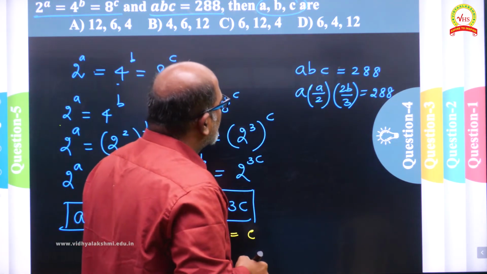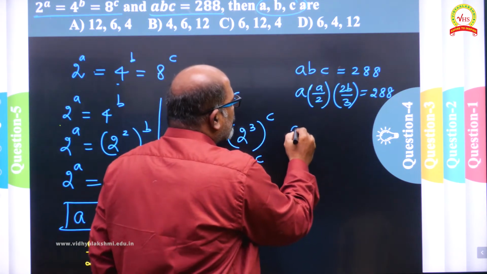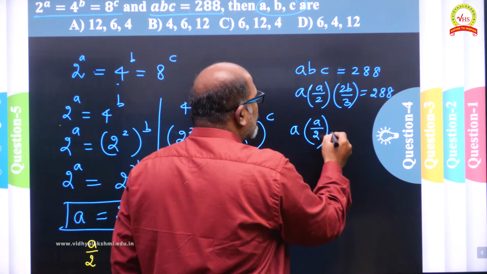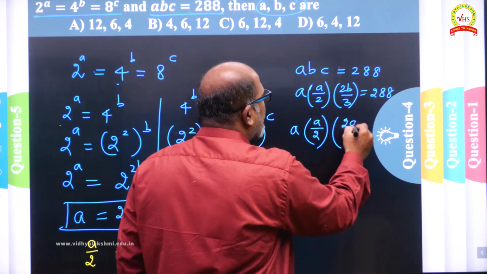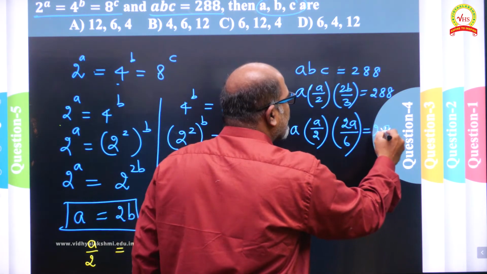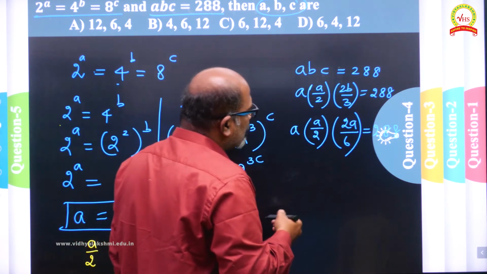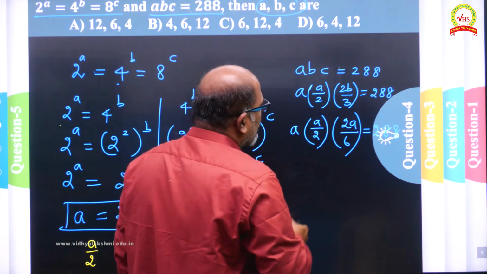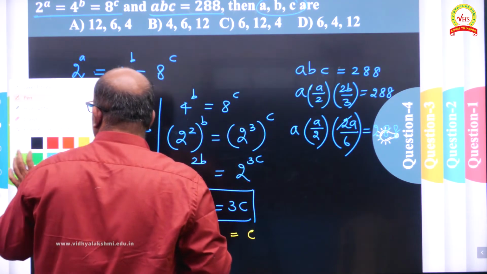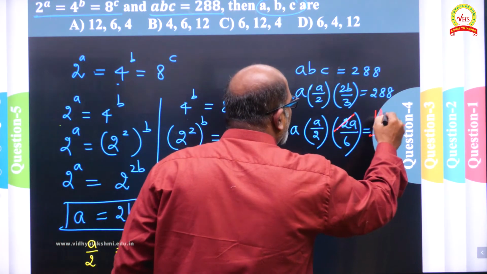Equal to 288. Next, again I want to change this b. How am I going to change it? Yes, a by 2 for b. So what will it become? 2a by 6, which is equal to 288. In the next step you can see that this 2 we can cancel with the 288, 2 one time, and here 144 you will have.